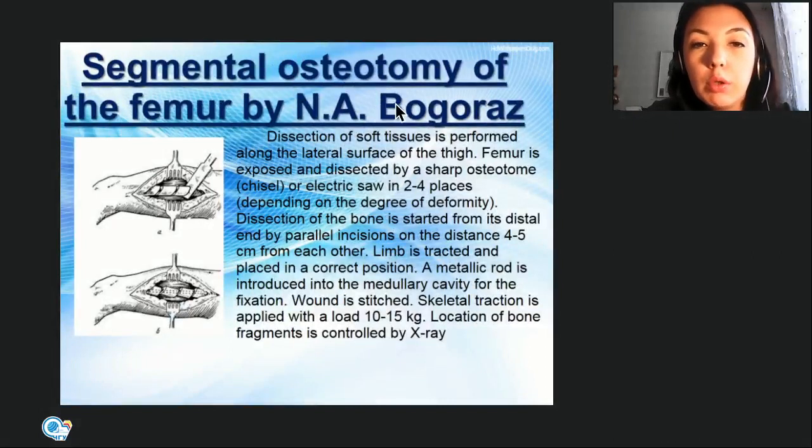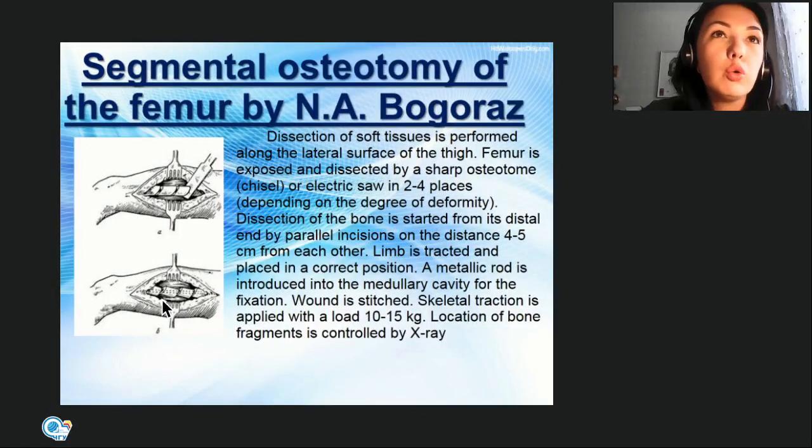Segmental osteotomy of the femur by Bogaraz. Here you can see it. This osteotomy is used to remove deformity of the femur.